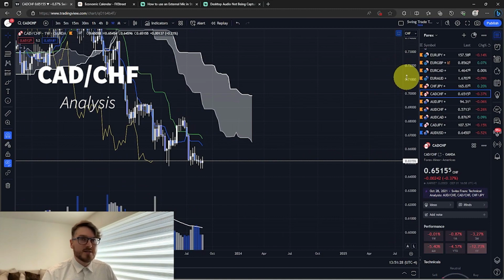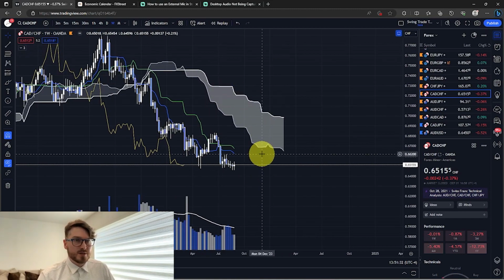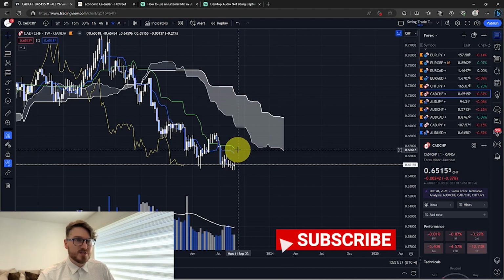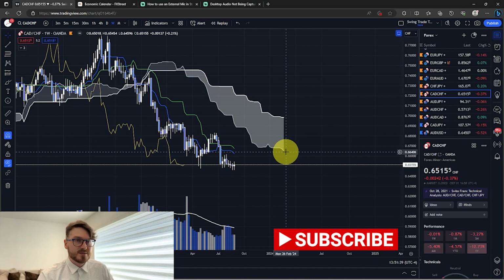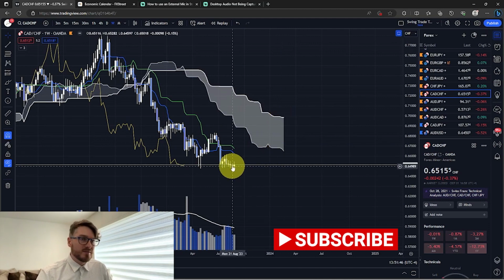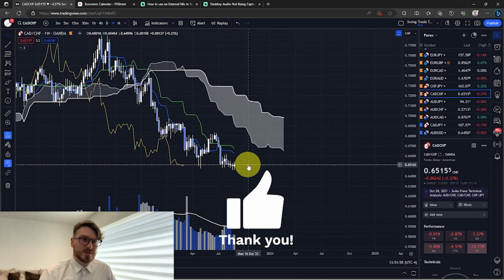Okay, guys, this is CAD Swiss franc. And as you can see, this is a bearish trend so far. We got price below the Tenkan and the Kijun-sen, and everything's pointing down. Senkou Span A is pointing down, Kijun and Tenkan, but we don't have Senkou Span B pointing down. And we have a lot of little tiny doji candles. So this is showing me that there's a lot of fighting from the bears and the bulls around this key level here, and there's a lot of indecision in the market.